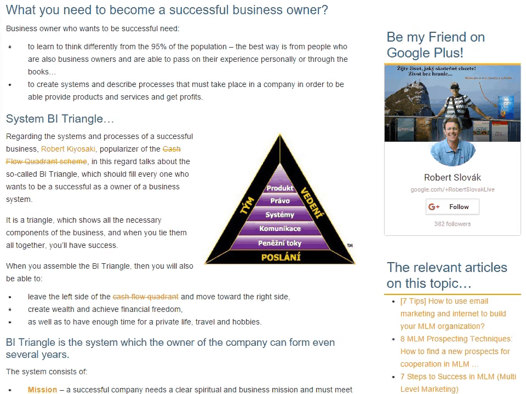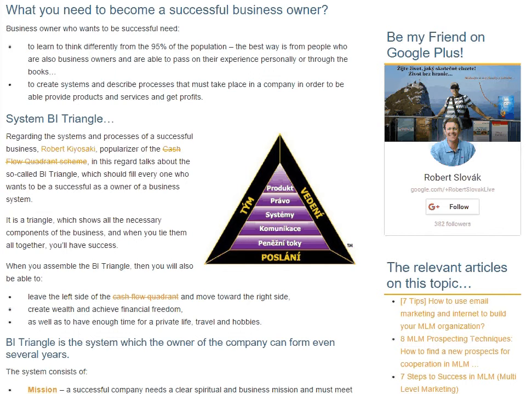What do you need to become a successful business owner? A business owner who wants to be successful needs to learn to think differently from 95% of the population. The best way is to learn from people who are also business owners and are able to pass on their experience, either personally or through books. You also need to create systems and describe the processes that must take place in the company in order to be able to provide products and services and get profits.